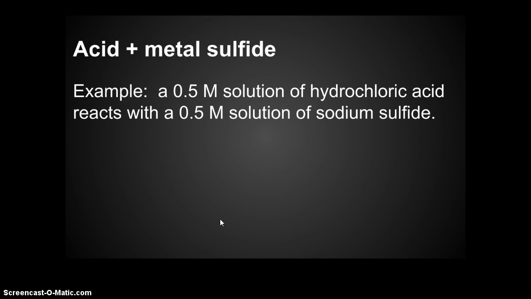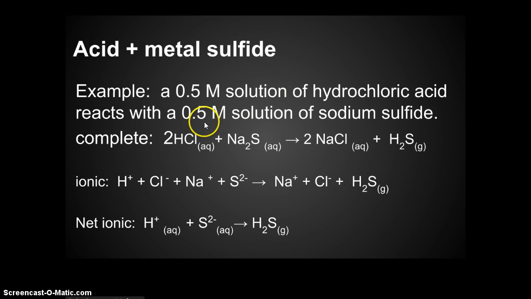Okay, so we'll give you an example here of an acid plus a metal sulfide. We have a 0.5 molar solution of hydrochloric acid being reacted with a 0.5 molar solution of sodium sulfide, and we're going to go ahead and write a complete equation, an ionic and then a net ionic off of this. So here is our complete equation. We have hydrochloric acid, we have sodium sulfide reacting.